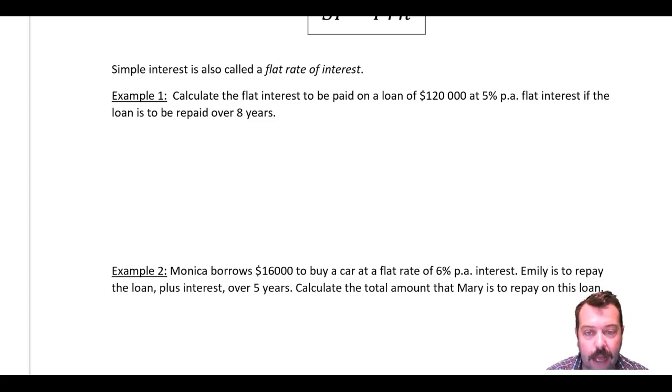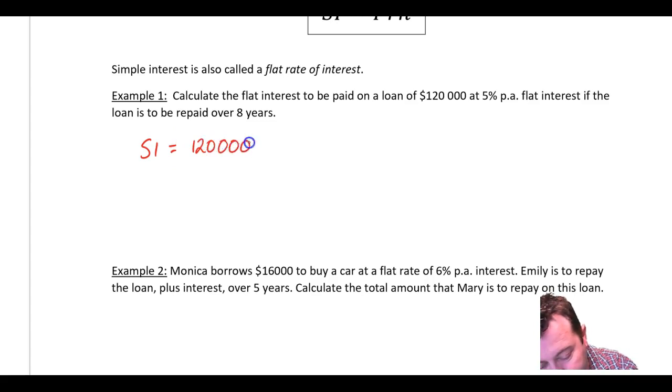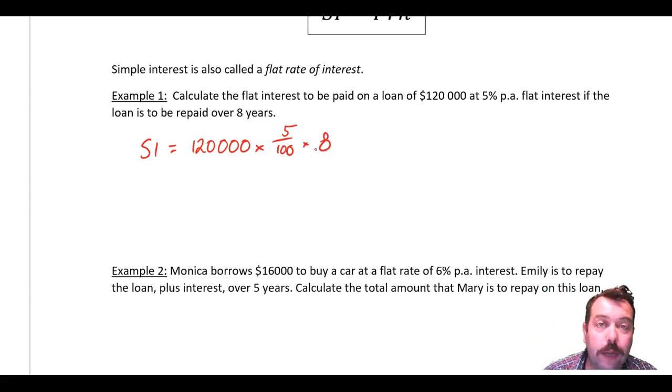5% per annum, 8 years. So our principal is $120,000. Our rate of interest is 5% per annum, which we're going to write as 5 over 100. And our number of terms will be 8 years. So simple interest equals 120,000 times 5 on 100 times 8. When you're using a formula, you don't need to write the formula down, but you do need to, in every instance, show the substitutions.